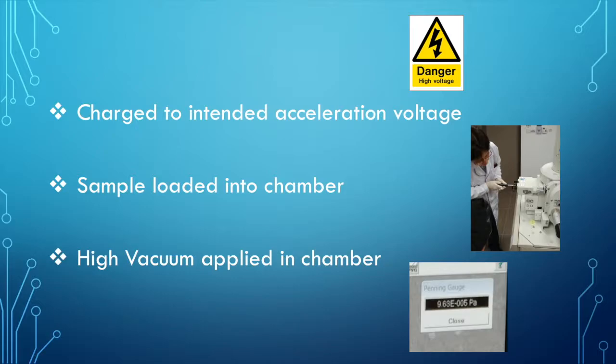The SEM was first charged up to the intended voltage used to accelerate the electrons, followed by applying vacuum down to a pressure at about 9.65 × 10^-5 Pascal, upon loading of the sample into the chamber, as you can see from the image, to prevent the scattering of electrons due to contaminant particles present in air, which would result in poor scanning resolution of the sample.